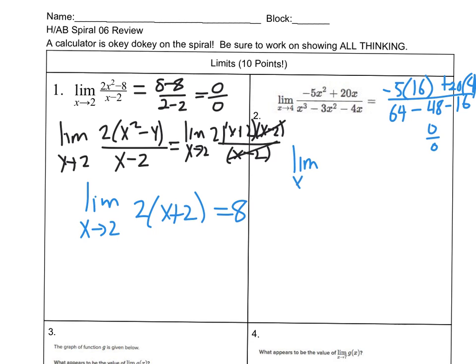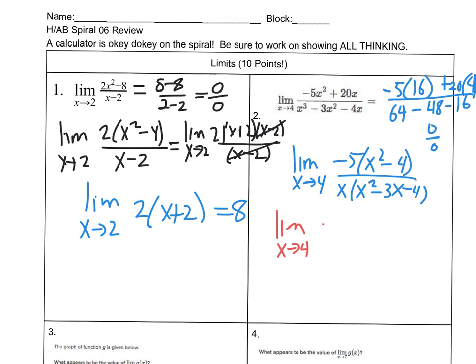Let's factor at the top. The limit as x approaches 4, and that's going to be maybe a negative 5 coming out of this, with x squared minus 4 as the remainder in there. In the bottom, I know I can take an x out, and we're left with x squared minus 3x minus 4. That's going to factor further. So we get the limit as x approaches 4 of negative 5 times (x plus 2)(x minus 2), and the bottom is going to be x, and that factors into (x minus 4)(x plus 1).